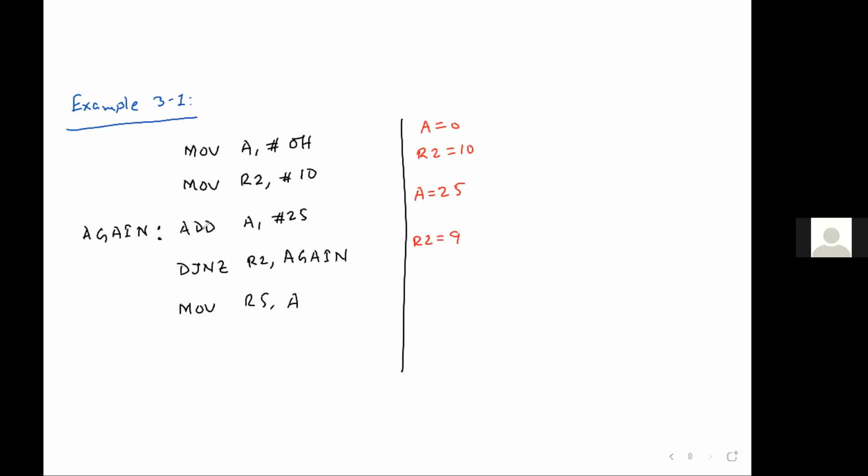When I come to again, I encounter this instruction, add A, 25. So I will add 25 with this. Again, I'll come over here, R2 will become 8. Again, I will add 25 and so on, and it will keep decreasing. Finally, you move the result to R5. So basically this gives you the result of 25 into 10. Your A will contain the result of 25 into 10. So we are multiplying with the help of a loop.